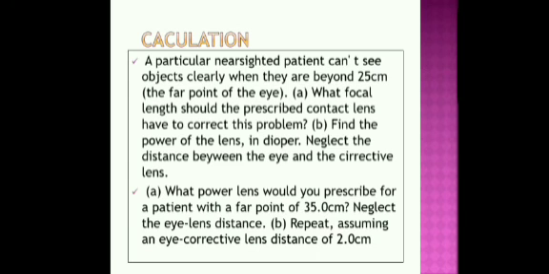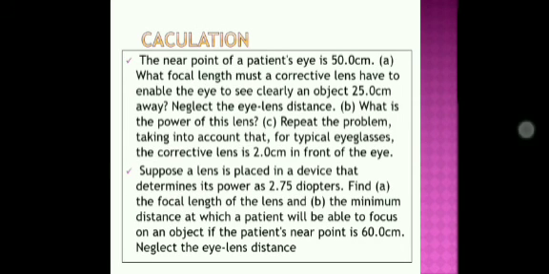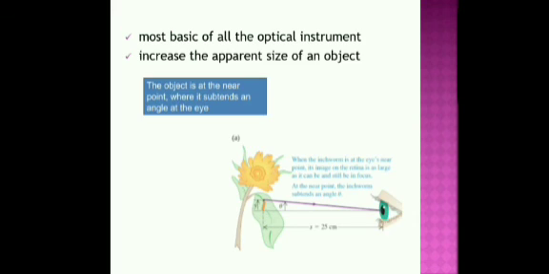So now let's proceed to our next topic, which is the magnifier. A magnifier is the most basic of all the optical instruments and increases the apparent size of an object. As the object moves closer to the eye, the angle increases and a larger image is observed. A magnifier in front of the eye forms an image at infinity.